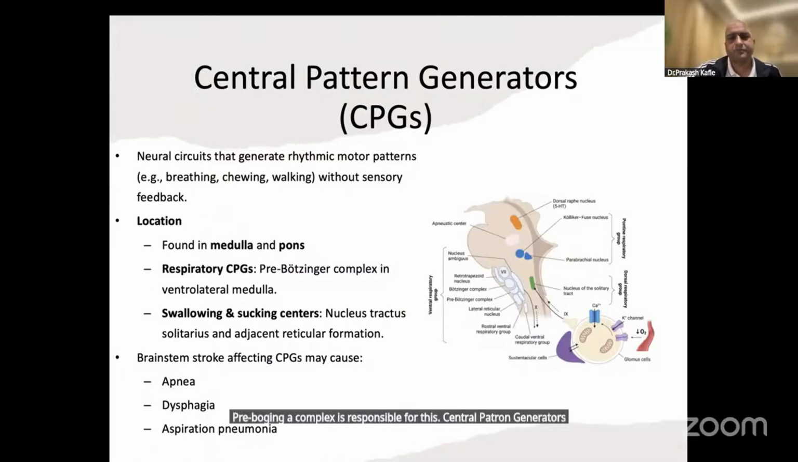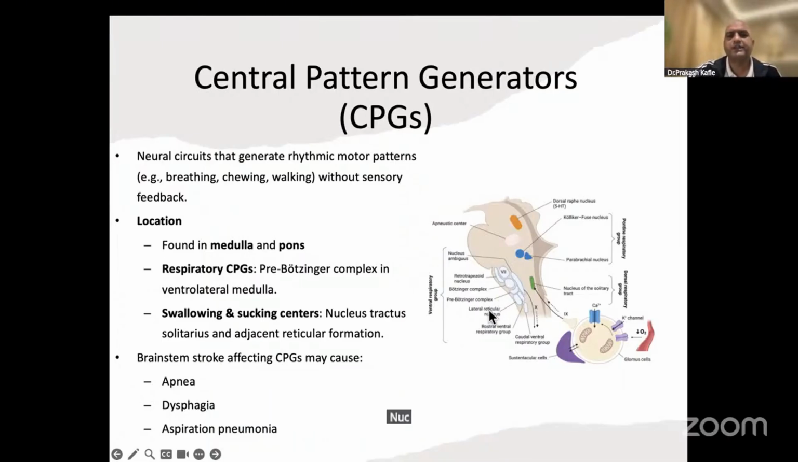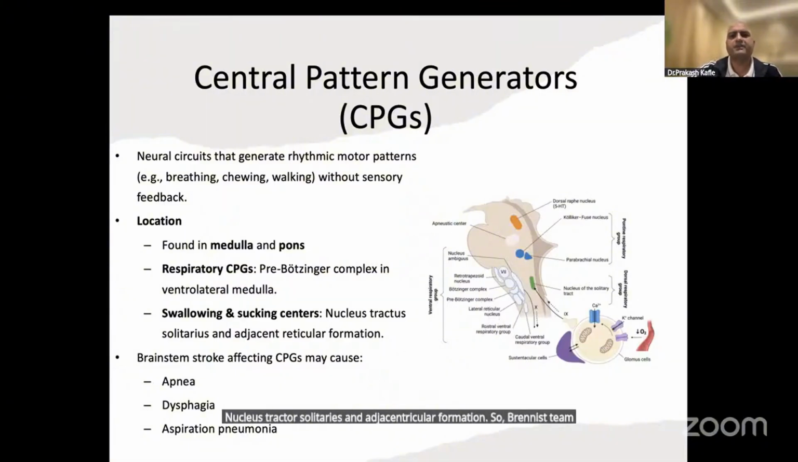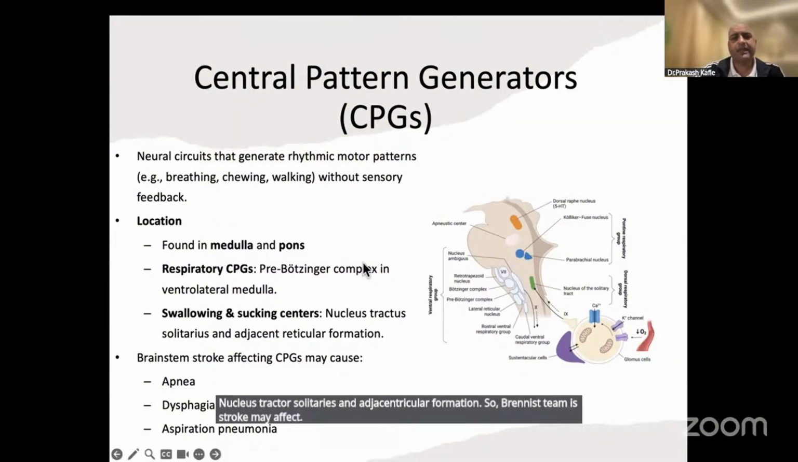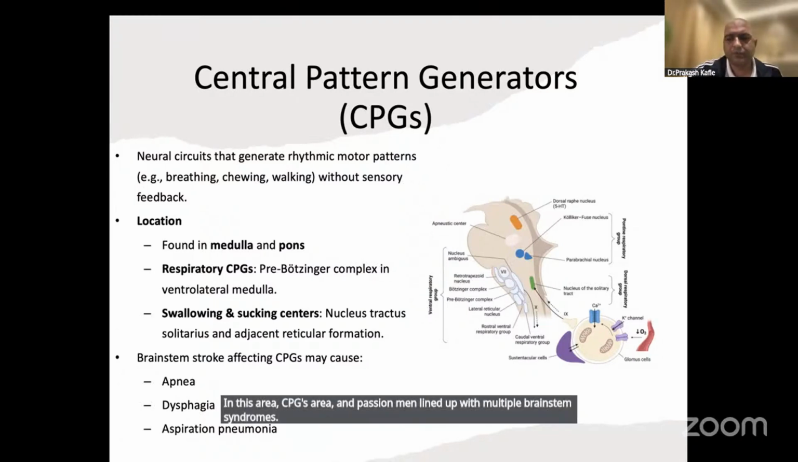For respiratory central pattern generators, the pre-Bötzinger complex is more important, and the swallowing and sucking centers are the nucleus tractus solitarius and the adjacent reticular formation. So brainstem stroke may affect this CPG area, and the patient may end up with multiple brainstem syndromes. So it is of more importance.